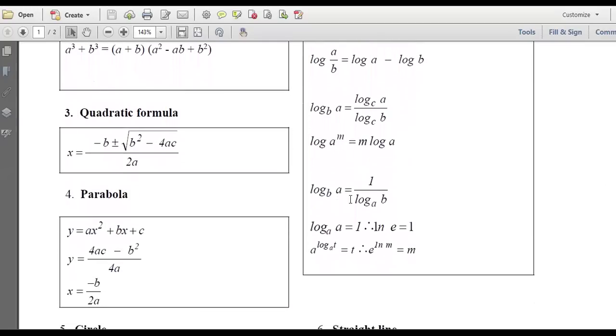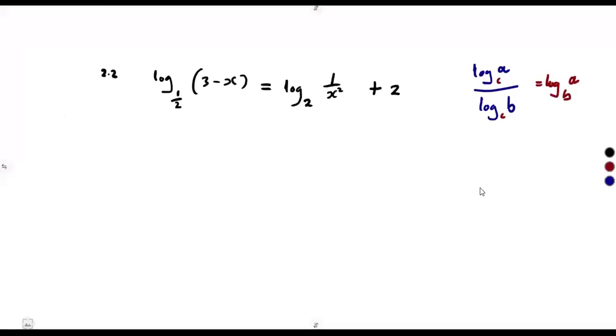The logarithm of A in base B is equal to what? Log A in base C over log B in base C. This simply means that as long as the base is the same, you can write the logarithm of this number in the base of that one.